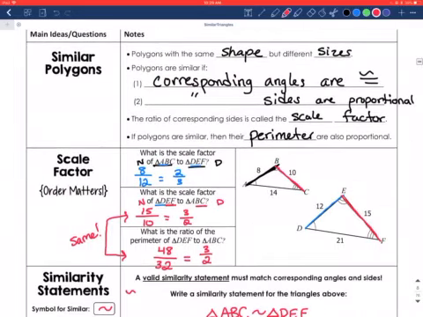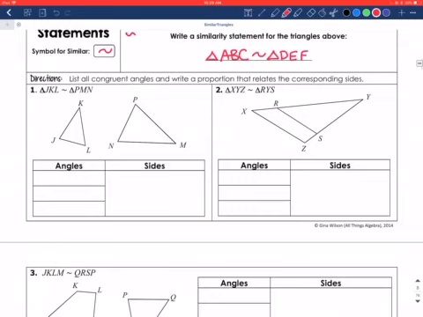So we know that the angles, if we go back to number 1 up top, the corresponding angles are still congruent. So we're still going to do the same thing that we did before, where angle J is congruent to angle P, not similar. They are actually congruent, the angles.